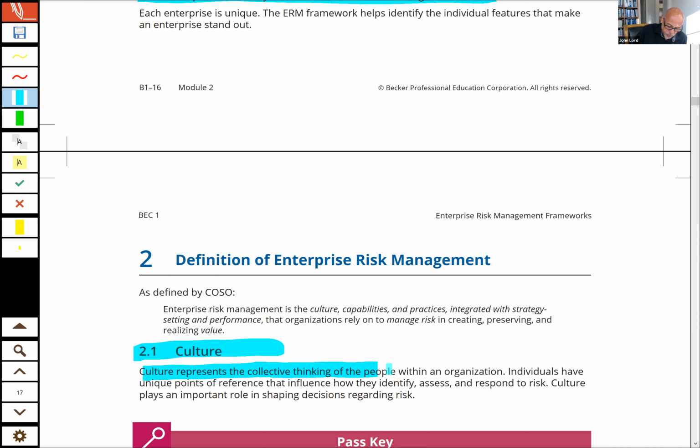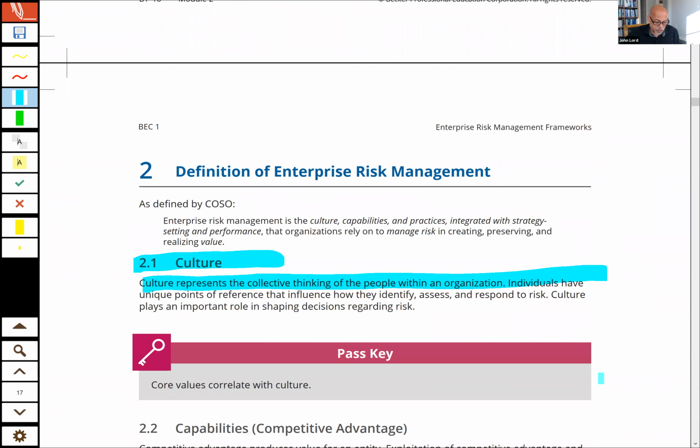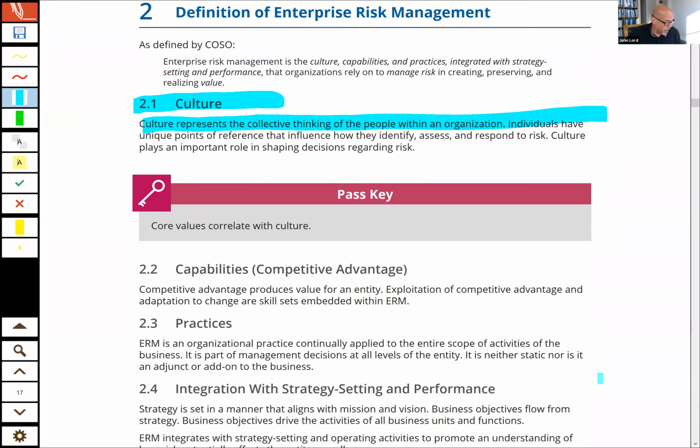Culture, okay? And this represents the collective thinking of people in the organization. Now, culture is sort of an interesting one in that that's really saying to us, hey, it's not all about just the individuals that sit at the top of the organization. So culture can come from the bottom up of an organization, right? Okay, now there should be senior management and board of director involvement, but it also means that we can influence the values of the companies and their core values through culture, okay? All right, good.